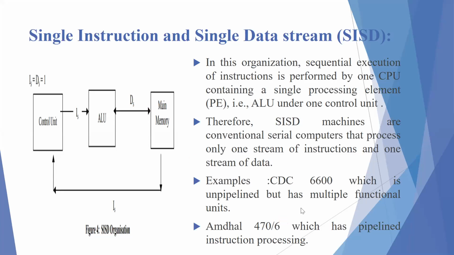Some basic examples are the CDC 6600, which is unpipelined but has multiple functional units. The AMDAHL 470/6 also has pipelined instruction processing, but it also uses the same kind of architecture, right?